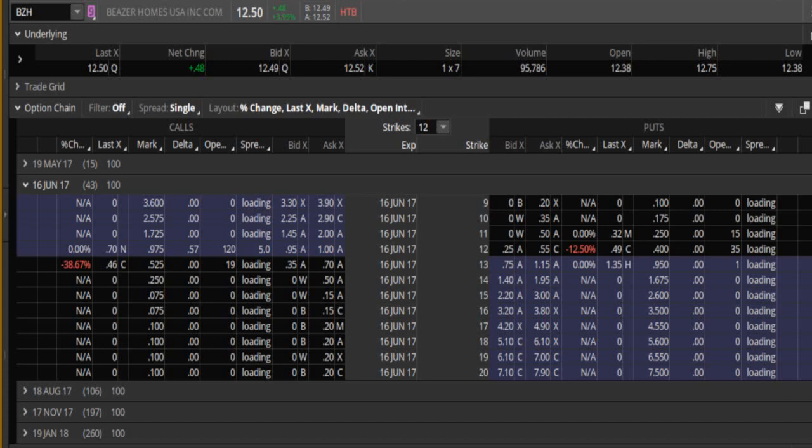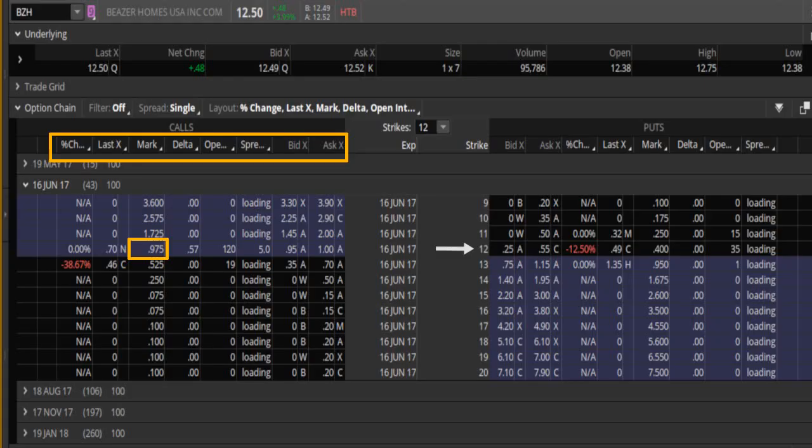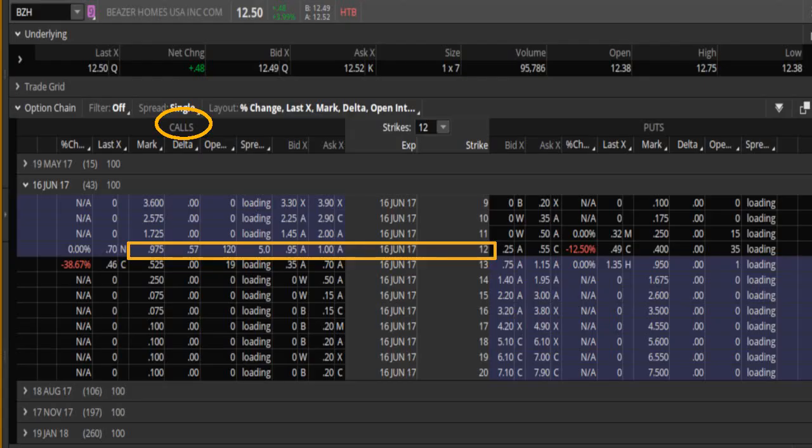At this point, we check out the option chain and look for a call that is at the money, or more specifically, has a strike price close to the underlying's current stock price. We take note of the current market value, open interest, spread, and delta of the call option. We like the current market value of 97. The open interest is 120, which is above 100. The spread is 5%, which is less than 10%.